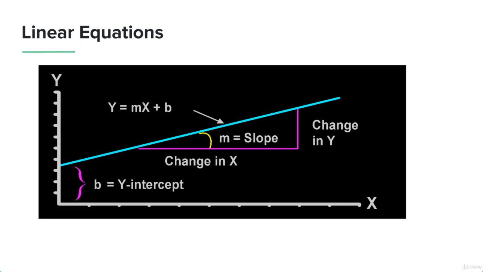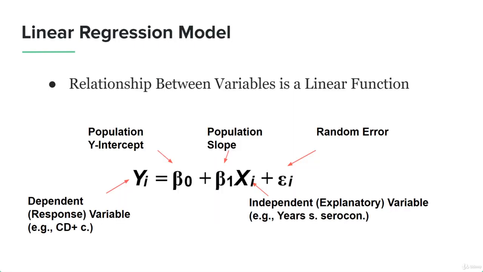Every linear equation has two particular things. One is the slope, which is defined by m, and the second is the y-intercept, where the line cuts the y-axis. So these two pieces of information, the slope and the y-intercept, enable us to model the linear equation and give it its shape. So the linear regression model is the relationship between different variables that have a linear function.